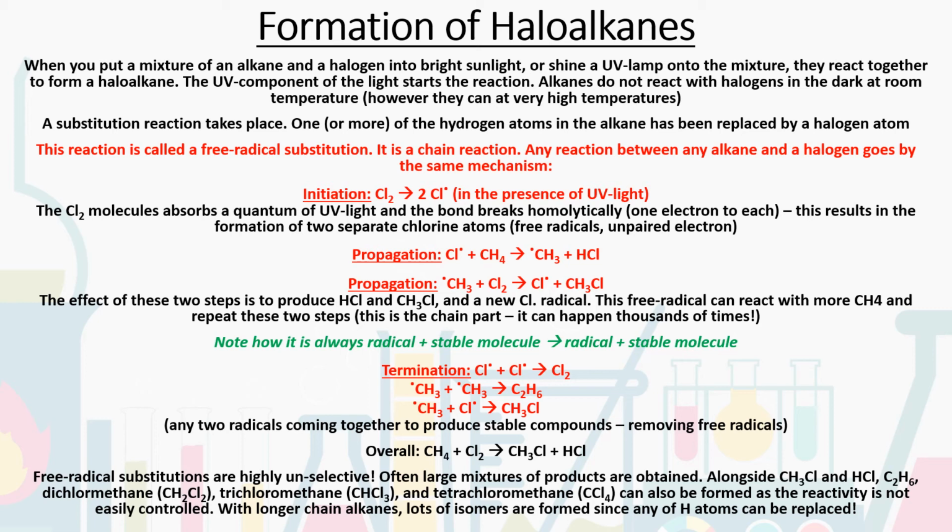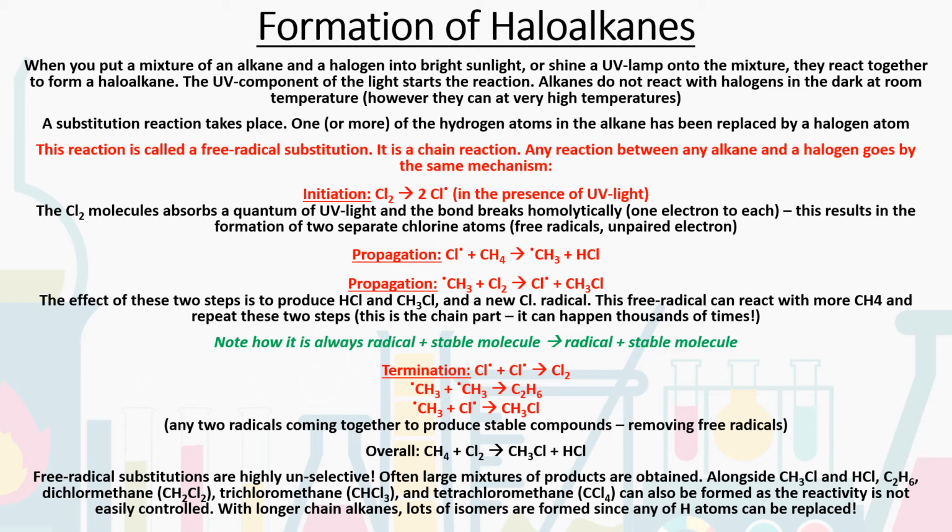And when you put a mixture of an alkane and a halogen into bright sunlight, or you shine a UV lamp onto the mixture, they actually react together to form a haloalkane. It's the UV component of the light, either from sunlight or the actual UV lamp, that initiates the reaction. Now, alkanes do not react with halogens in the dark at room temperature. They can react at very, very high temperatures, but at room temperature in the dark, they don't react.